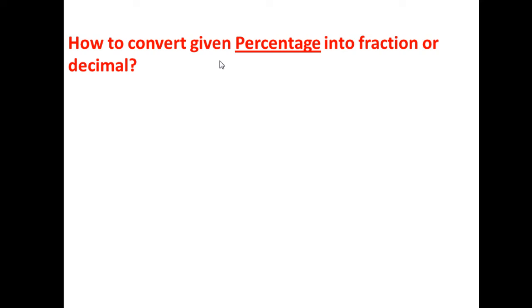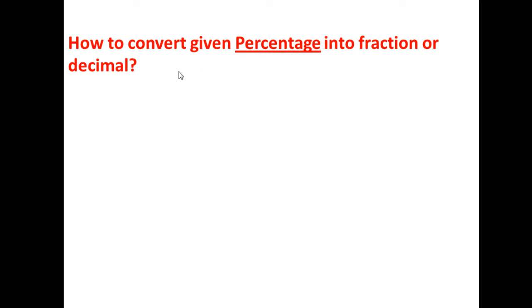What we have done earlier, till now, is that we were given some fraction or some decimal, and we needed a symbol, that is the percentage symbol. So when we need a symbol, we multiply by 100. Now the new thing which we are going to learn right now is that we will be given the percentage symbol in the starting only, and we want to remove it and write in fraction or decimal.